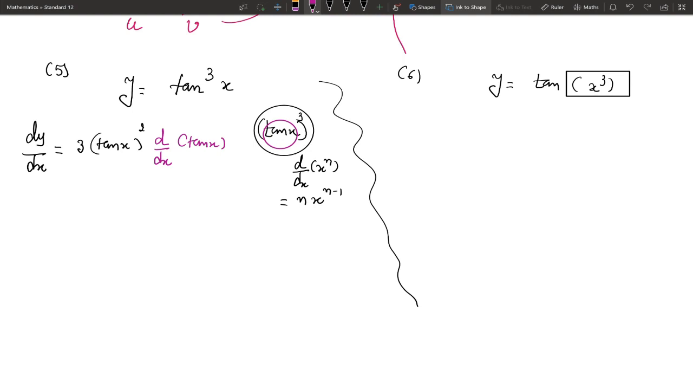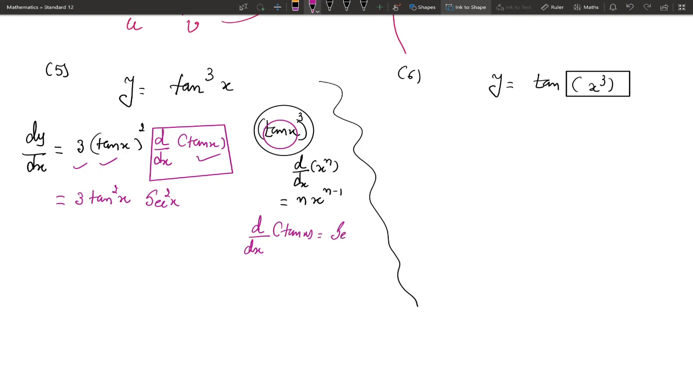So first we have used the formula d by dx of x raised to n, n x raised to n minus 1. Inside it is a function of x, so by chain rule we have to differentiate d by dx of tan x. So this is 3 tan square x, derivative of tan x, sec square x. This is using the formula d by dx of tan x is sec square x.